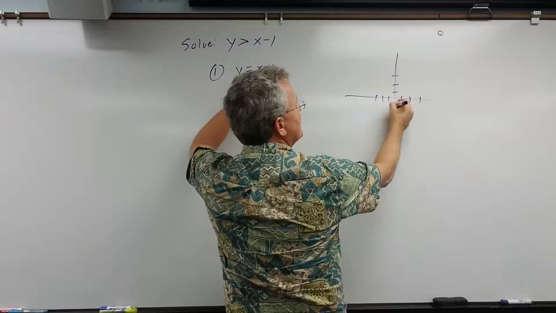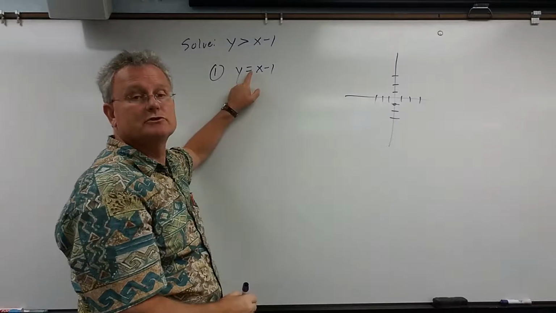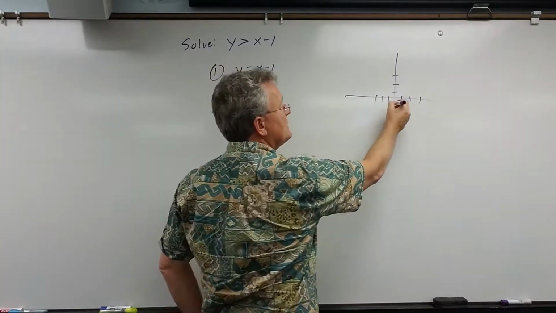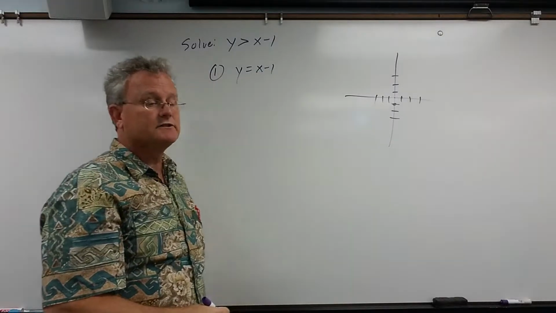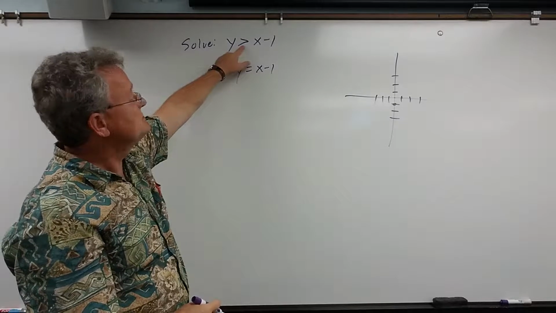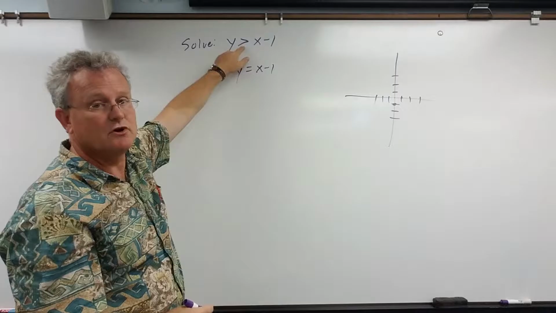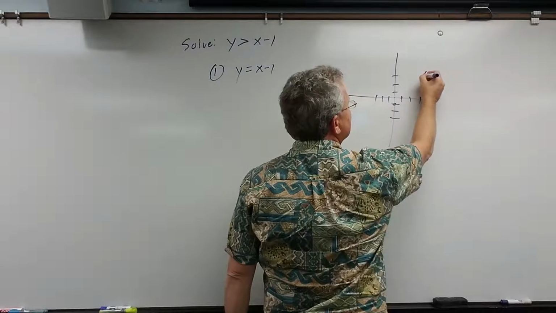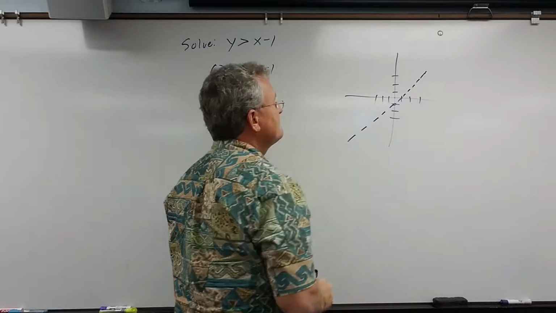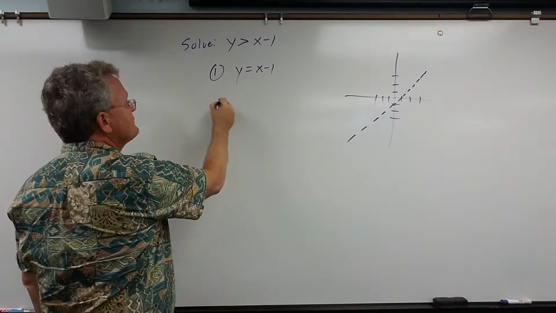we start at -1, the slope is 1, so starting here we go up 1 over 1 and we connect the dots. Because this is a strict inequality, there's no equal underneath it, we want to connect the dots with a dotted line. So that's our first step.